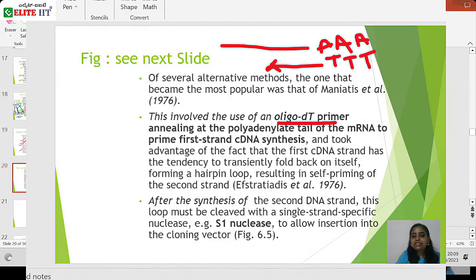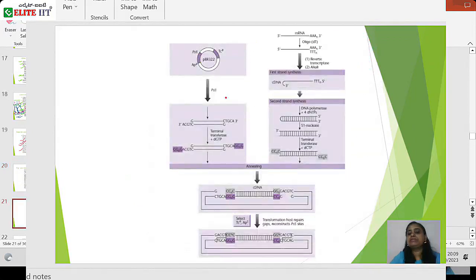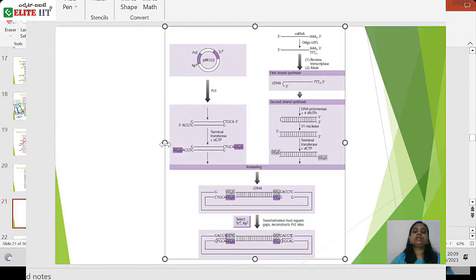Now after the synthesis of second DNA strand, this loop must be clipped with a single strand specific nuclease. And so finally this type, I think I have given this type of figure already. I have discussed this thing. So finally the last part will be degraded by the S1 nuclease. So let's see from this figure also, it will be completely clear. This method I have already discussed.